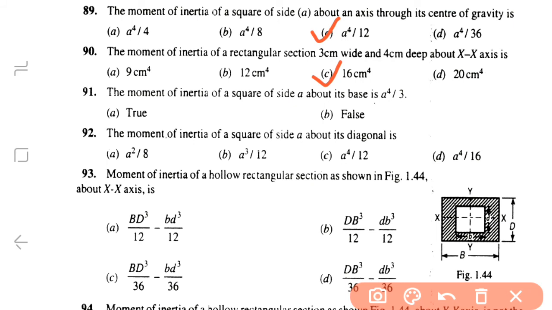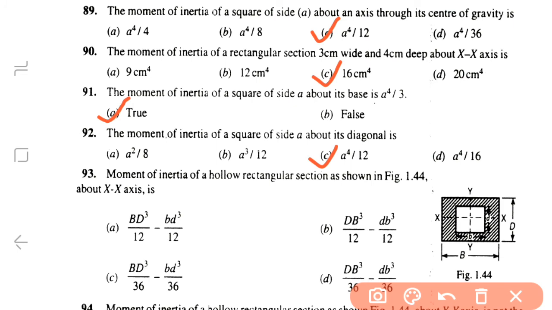Next is the moment of inertia of a square of side A about its base is a raised 4 upon 3. So it is true or false. Here the correct answer is answer A, that is it is true. Now next is the moment of inertia of a square of side A about its diagonal is. Here, friends, these are the options, and the correct answer is option C, that is a raised 4 upon 12.